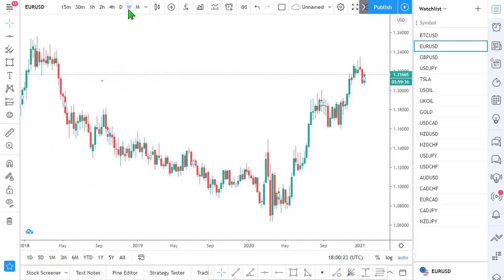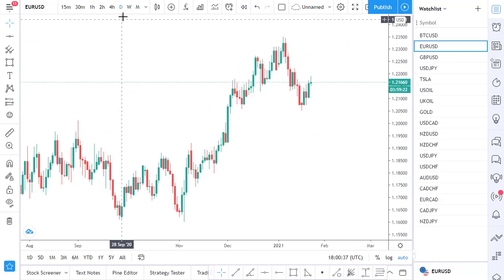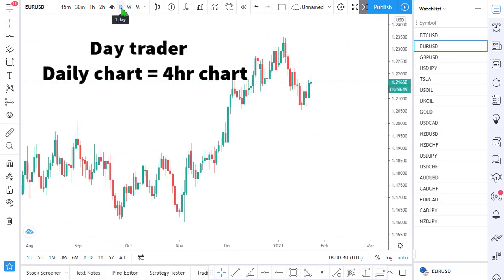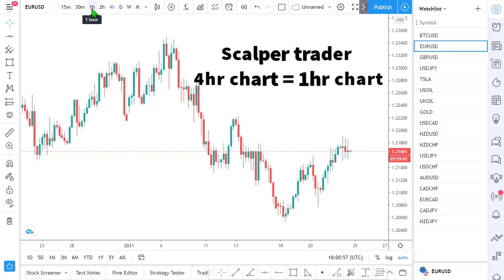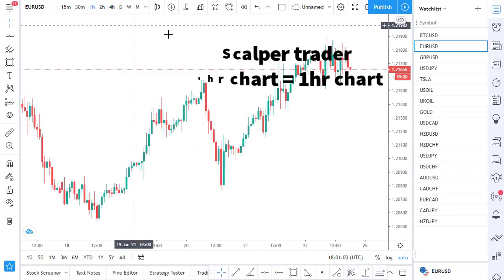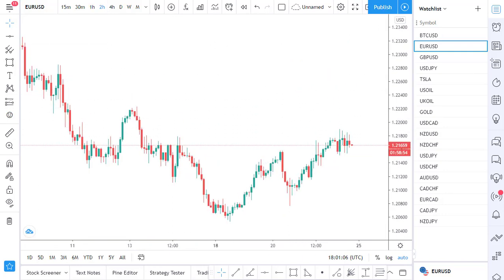As a swing trader, construct powerful key levels from the weekly chart, then relate to the daily chart. As a day trader, construct powerful key levels from the daily chart, then relate to the 4-hour chart. As a scalper, construct powerful key levels from the 4-hour chart, then relate to the 1-hour chart. Since we have taken all these important factors into consideration, we can proceed further into marking out powerful key levels on this chart.